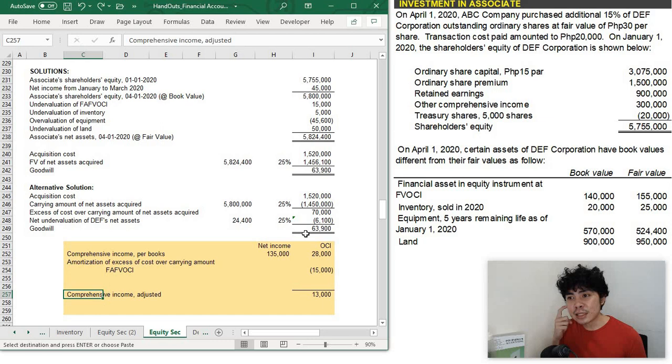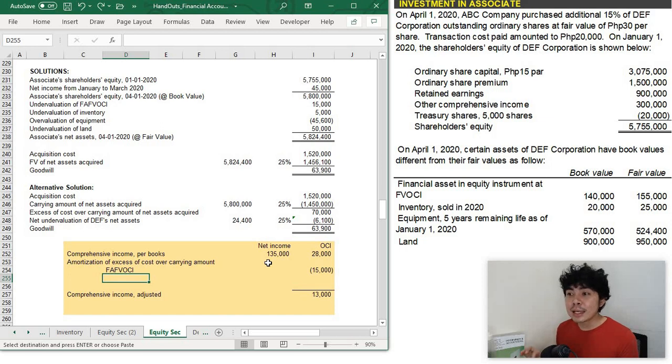So, ano ang adjustment natin dyan? Again, ang adjustment dyan is yung amortization of excess of cost over carrying amount. Let's start with the inventory. Ang sabi rito, ito yung kanyang inventory on April 1, 2020. So, nabenta lahat yan in 2020. Ibig sabihin, nung nag-compute ng cost of goods sold si associate, ang ginamit niya sa computation ng kanyang cost of goods sold as April 1, 2020 inventory, syempre ay 20,000 pesos. At yun ay nag-arrive sa 9 months na net income na 135,000 pesos.